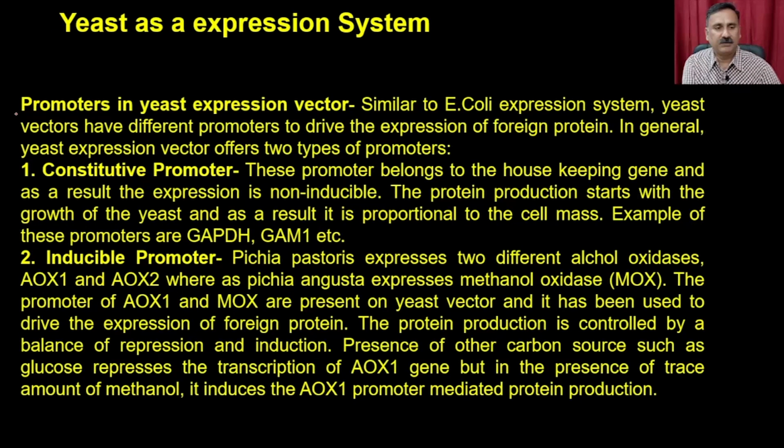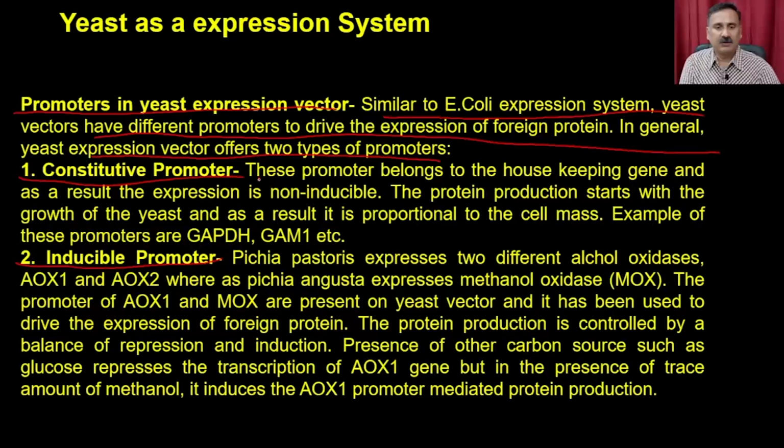Then the promoters. So promoters in the yeast expression vector. Similar to the E. coli expression system, yeast vectors also have different promoters to drive the expression of foreign proteins. In general, the yeast expression vectors offer two types of promoters. You can have the constitutive promoters or the inducible promoters. Constitutive promoters are promoters which constitutively express the protein of your interest, and that is linked to the growth of the yeast. These promoters belong to housekeeping genes, and as a result, the expression is non-inducible. The protein production starts with the growth of the yeast, and as a result, it is proportional to the cell mass. Examples of these promoters are GAPDH and GAM1.